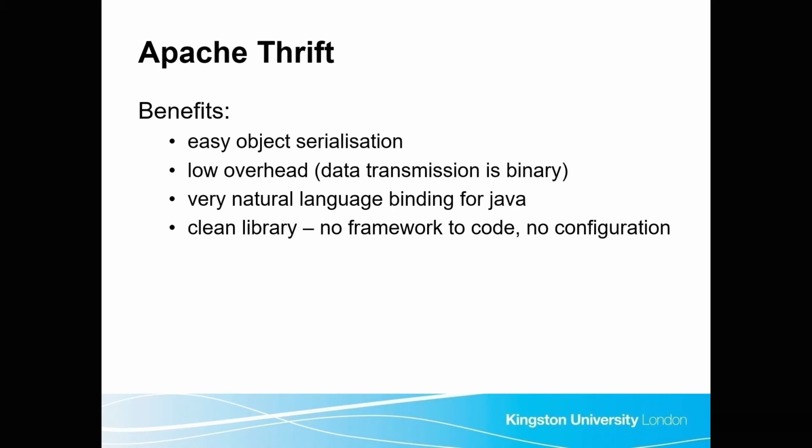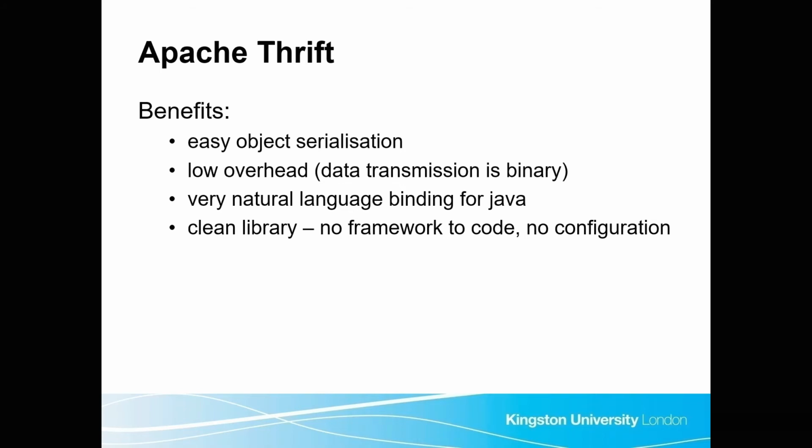Apache Thrift provides a possibility for easy object serialization, very low overhead because all the data transmission is binary, and it provides a very natural language binding for Java, and it is not a coincidence that it is developed under the label of Apache. Although it is a binary data transmission mode, it is still reasonably network friendly. First of all, this is a very clean library. There is no framework to code, no configuration, so it comes very naturally for Java programmers.